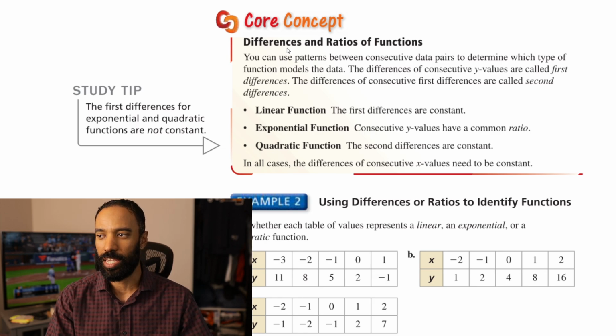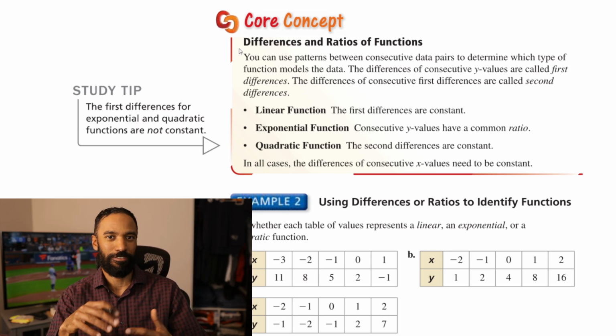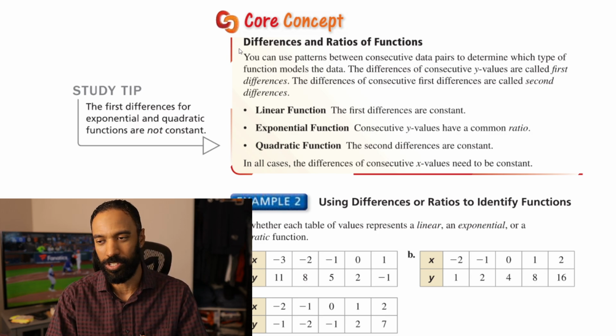The differences of consecutive y values are called first differences. Differences of consecutive first differences are called second differences. I guess I'll show you what that means visually. I've never called them that. I say the difference of the difference, so I'll try and call them first differences and second differences.